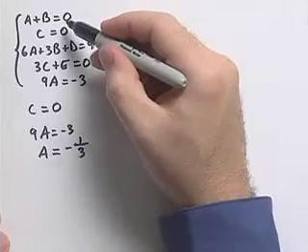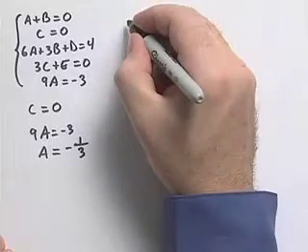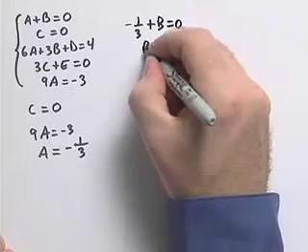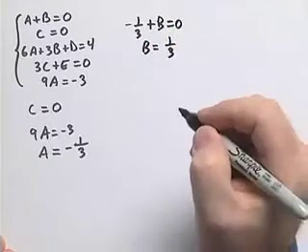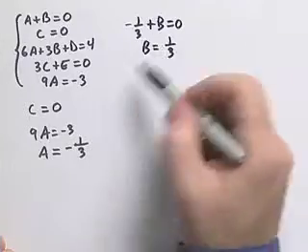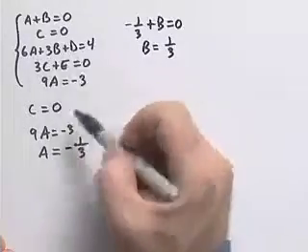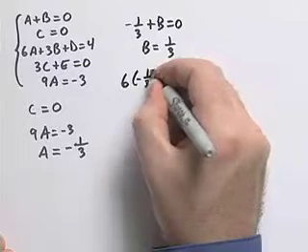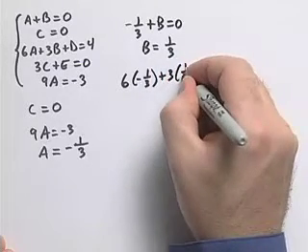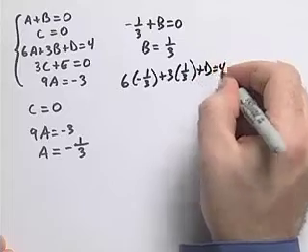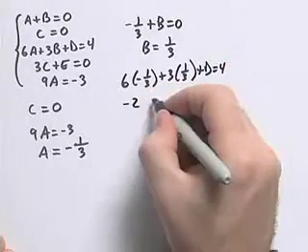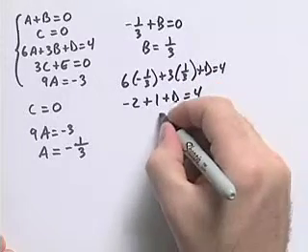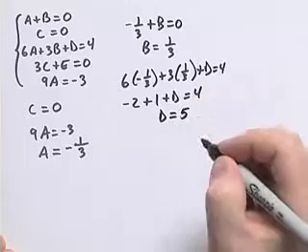Since we know what A is, we can plug that into our first equation to solve for B. So we're going to get −1/3 + B = 0. That tells us that B has to equal positive 1/3. And now we know A and B, so we can plug both of those values into our third equation to find out what D is. So we'll have 6 times −1/3 plus 3 times 1/3 plus D equals 4. Here we'll get −2 + 1 + D = 4. So it'll give us a −1. If we bring that over, D is equal to 5.